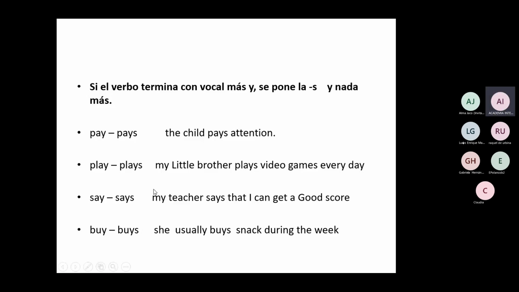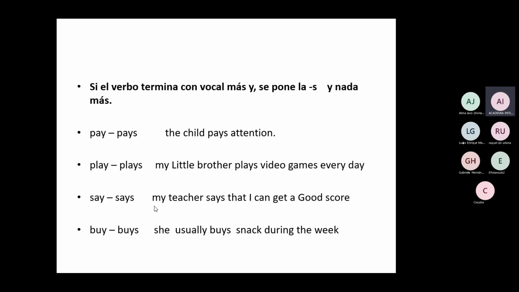A volunteer who would like to try to read this one. Gabriela, would you like to try? Yeah. My teacher says that I can get a good score. Yeah, but can you repeat the sentence again? Okay. My teacher says that I can get a good score.